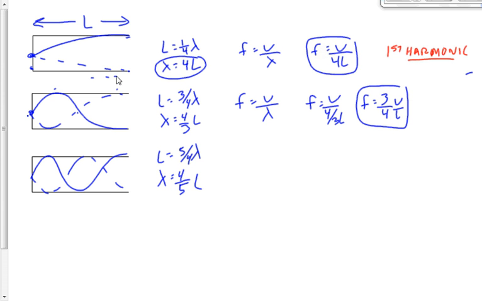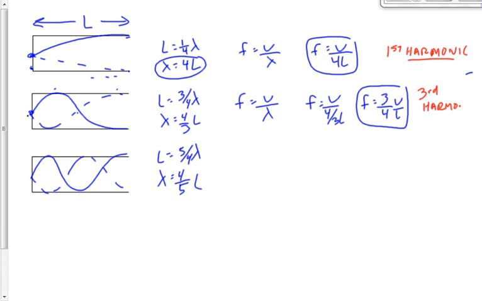How does that compare to the first one? Remember we had V over 2L, then we had V over L, or basically 2V over 2L. It was twice the first harmonic. What is this one? V over 4L, 3V over 4L is not twice, but triple. It's triple. There is no second harmonic. There is only a first harmonic and a third harmonic.